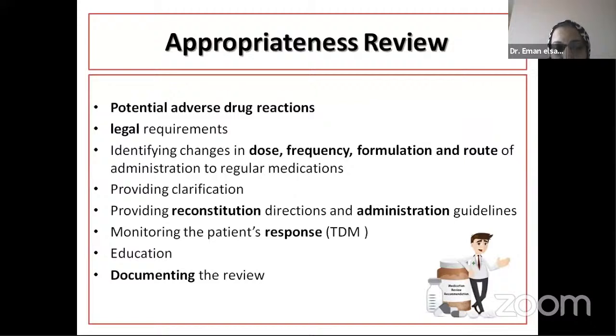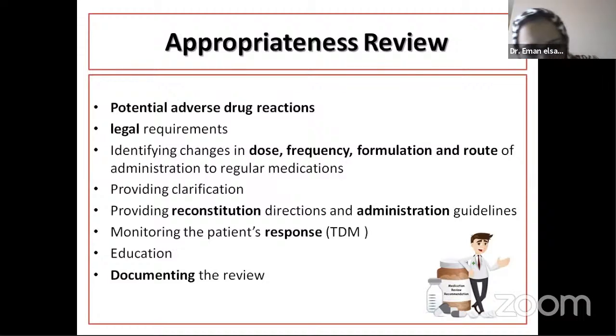Education, especially for new medication which is not well known by all healthcare providers, and documenting the review. Any appropriateness review should be documented. Any intervention should be documented.